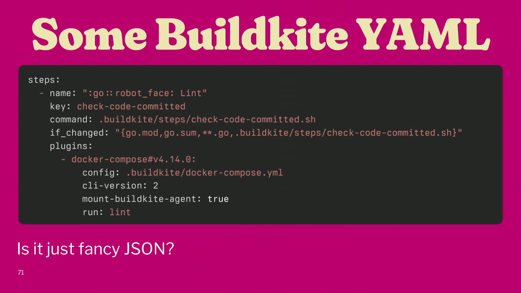Here's some typical looking Buildkite YAML. In fact, I stole this from the agent's own pipeline. You have objects with keys in them, and you can also have lists denoted by a little dash. So here we have a steps object. It's got a list of steps. The first step has a name, it has a key, it has a command, and so on and so forth. Is it just fancy JSON? That's the way most people seem to use it.